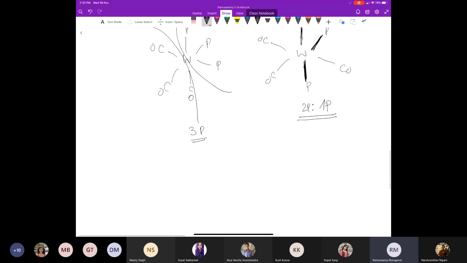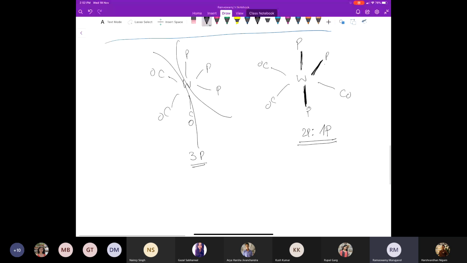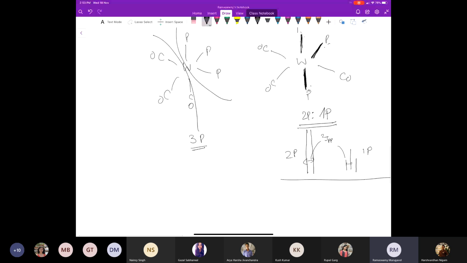You can simply say that this phosphorus will couple with these 2 and will give rise to a triplet, right? And these 2 phosphorus will couple with this phosphorus and give a doublet, and the doublet will be twice the size of the triplet. This is due to 2 phosphorus atoms, this is due to 1 phosphorus atom. And this coupling constant is the 2JPP. Whereas here, all 3 are equivalent, and you will get only 1 signal.